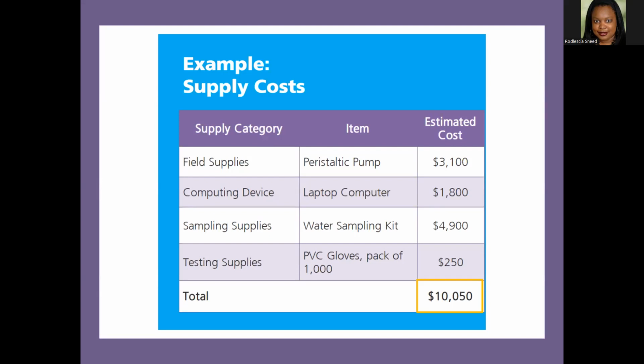In that grant to the EPA, they purchased supplies that included a peristaltic pump, a laptop computer for recording all the data and analyzing it. They had sampling supply kits and some disposable testing supplies, so some PVC gloves. Again, each of these had a unit cost that was under $5,000, so they were supplies and not equipment.